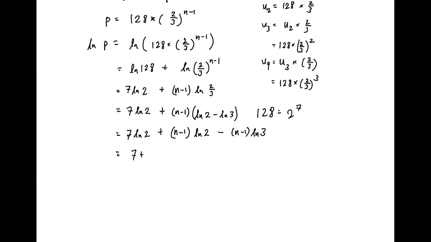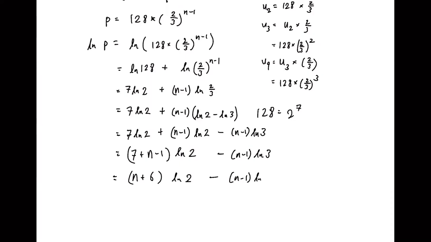So it's 7 plus n minus 1. I don't need the brackets anymore, and put a bracket around the entire thing, times ln 2. When I say I don't need the bracket, I mean I don't need the bracket around n minus 1 anymore. Then minus n minus 1 ln 3. Then you can simplify 7 minus 1 is 6 plus n, or rather n plus 6, times ln 2 minus n minus 1 ln 3.